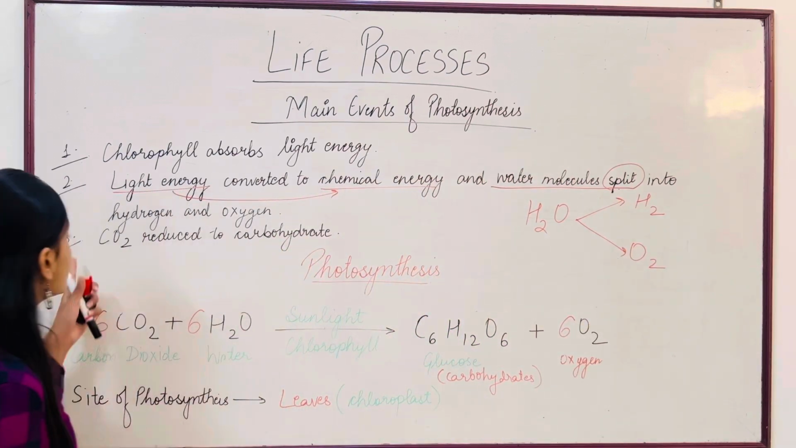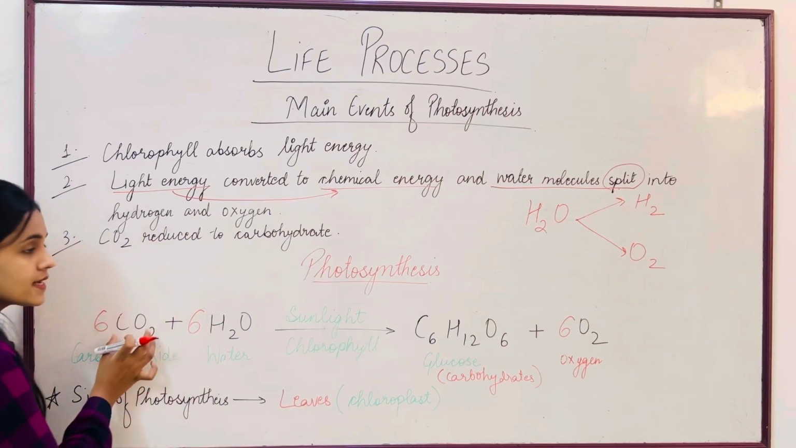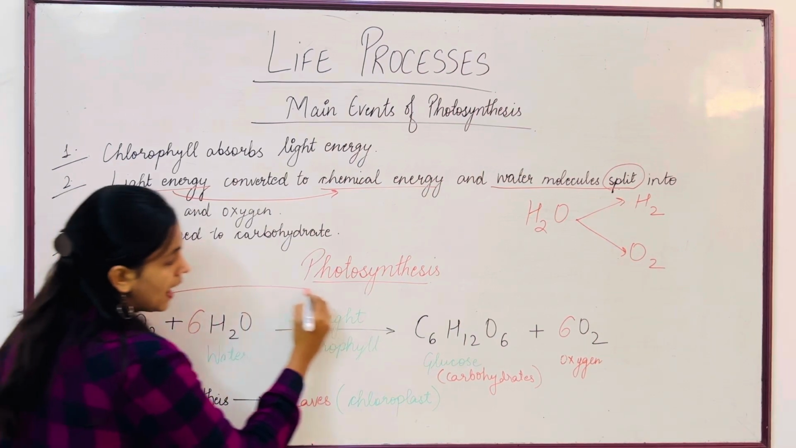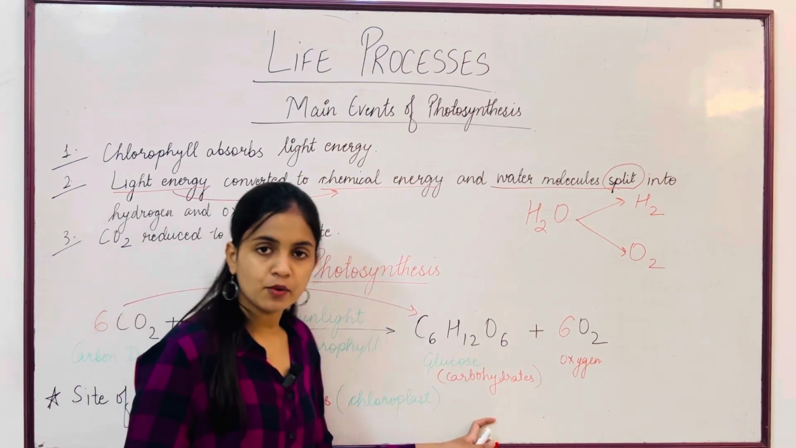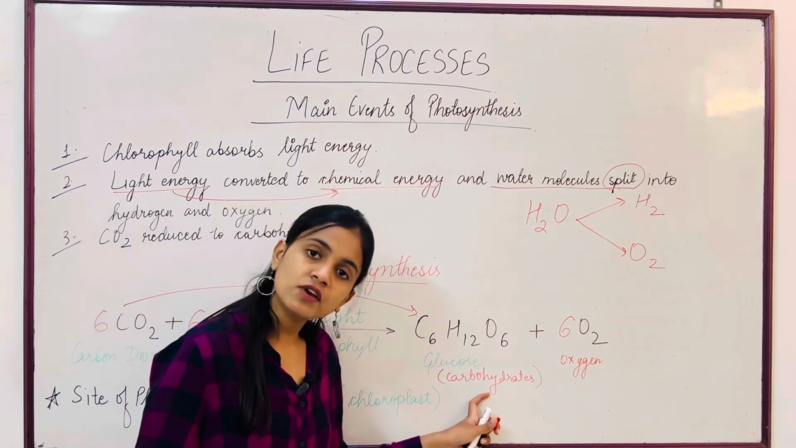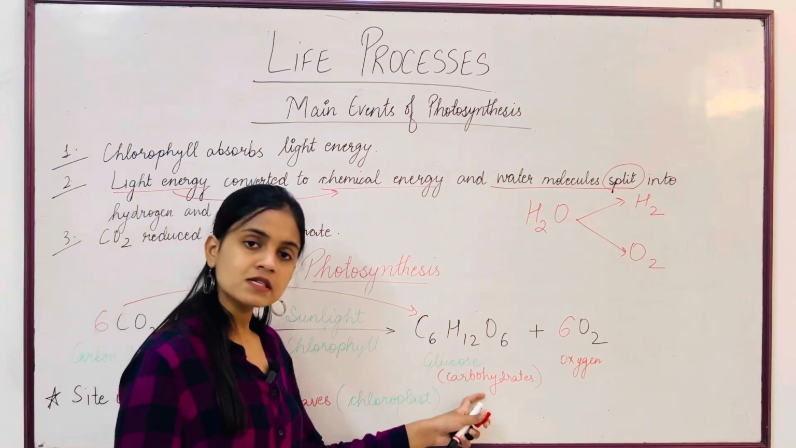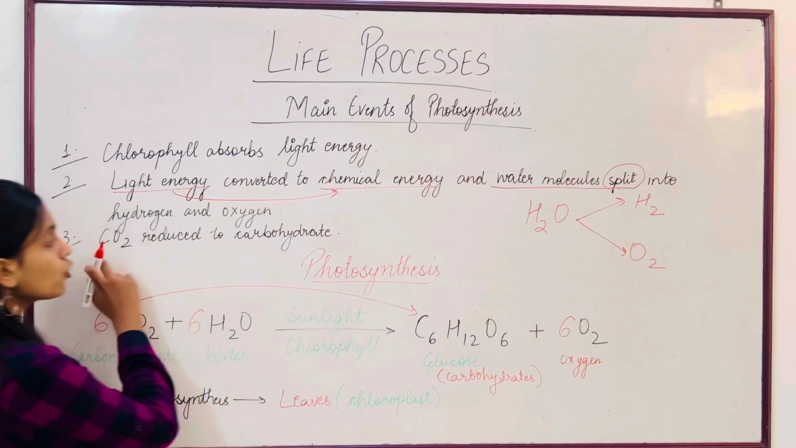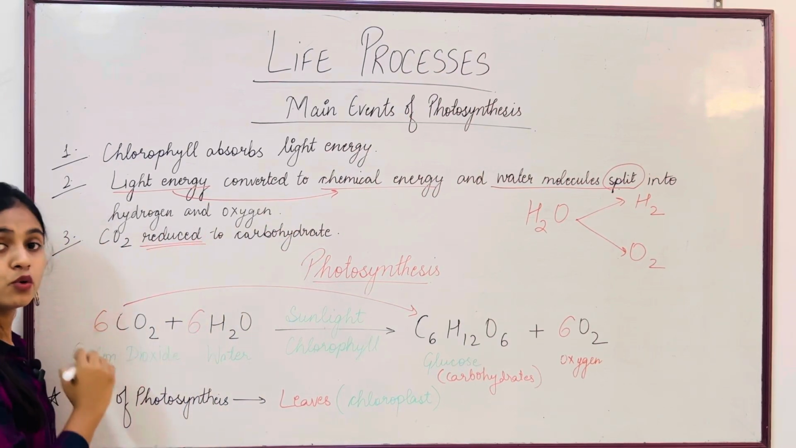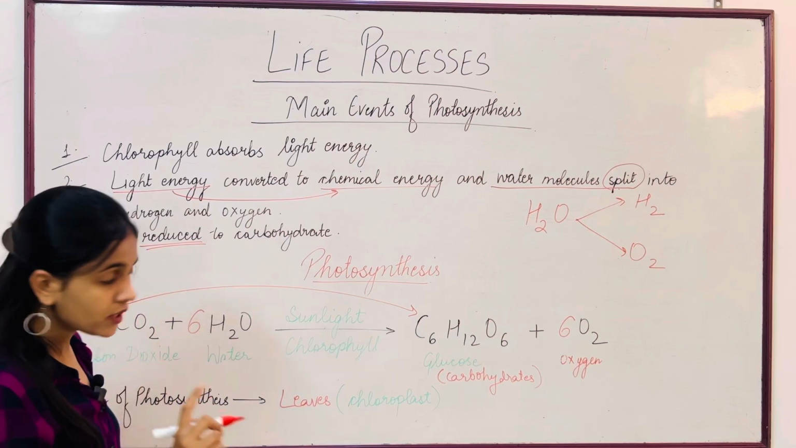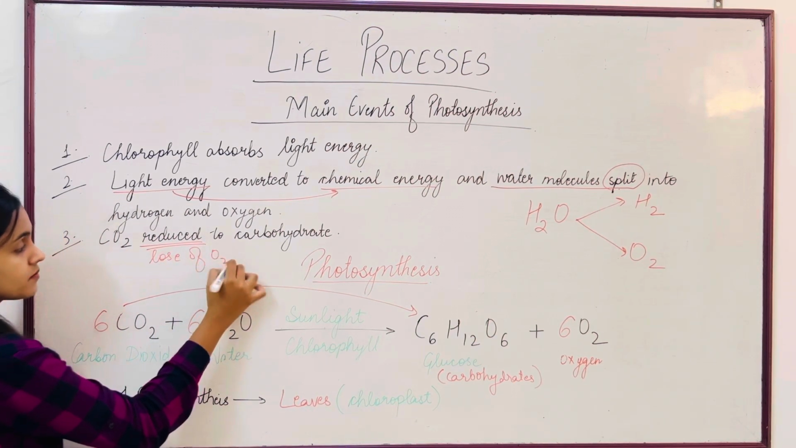Now the third point is CO2 reduced to carbohydrate. Beta, here's the carbon dioxide and this is the carbohydrate. See, a glucose is a form of carbohydrates. You will study many forms of carbohydrates in your class 11th chemistry. So a glucose is a form of carbohydrate. Now CO2 is reduced to carbohydrate means, what is the meaning of reduce? You must have studied in chemistry that reduce means loss of oxygen.